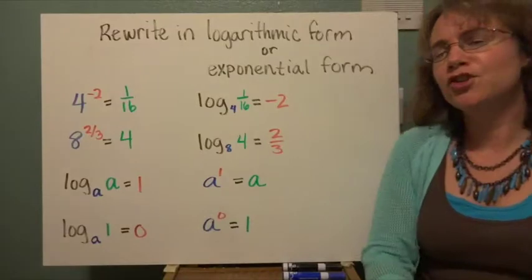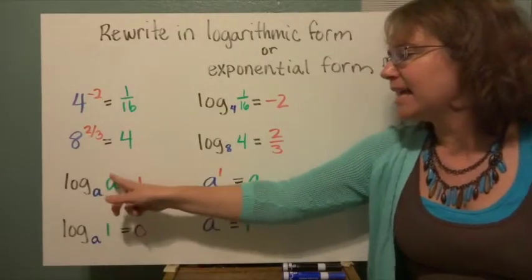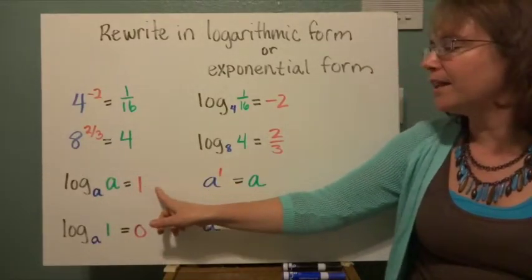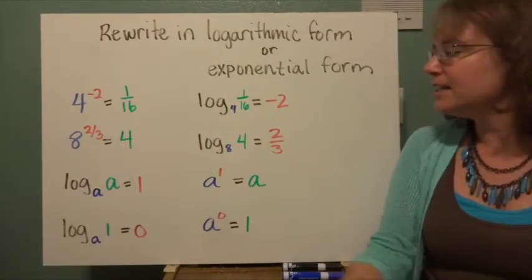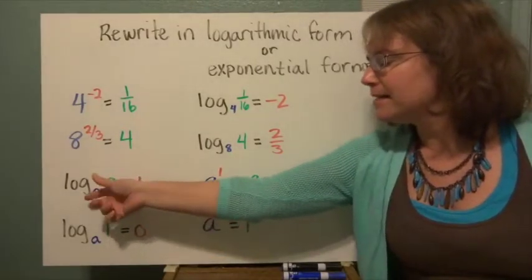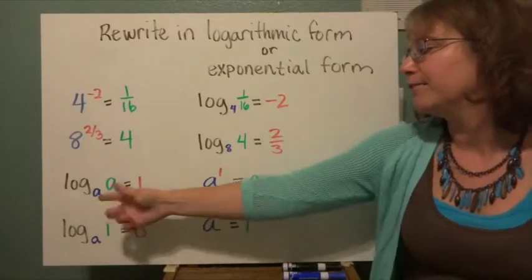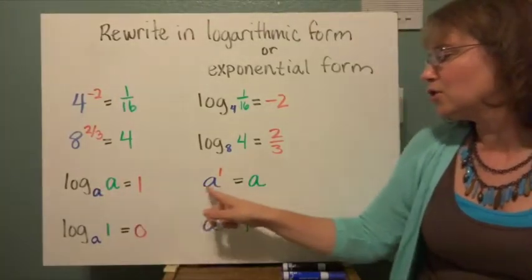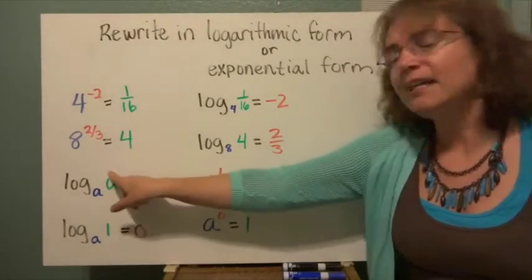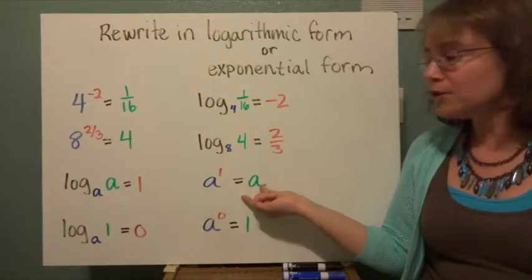Here, a little bit more generic. So I have log base a of a is equal to 1. Translating this into exponents, notice my base is matching what I'm taking the log of right there. a to the 1st power is equal to a, and that's always true.